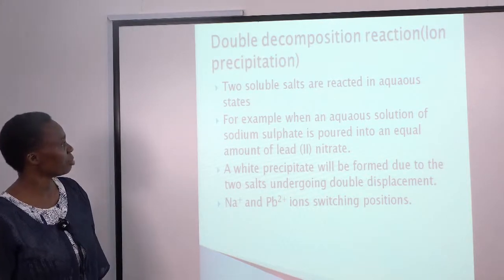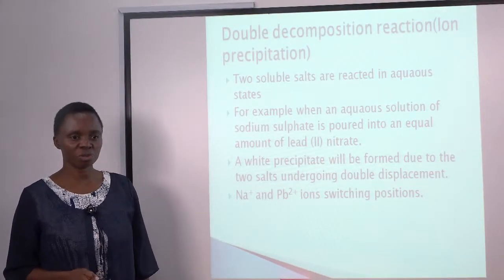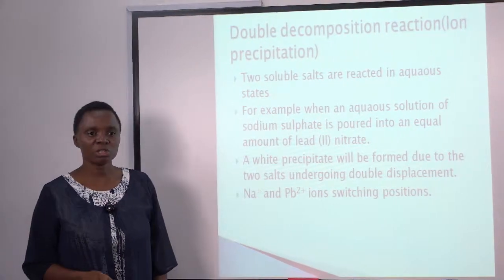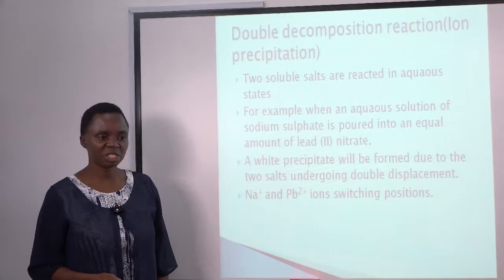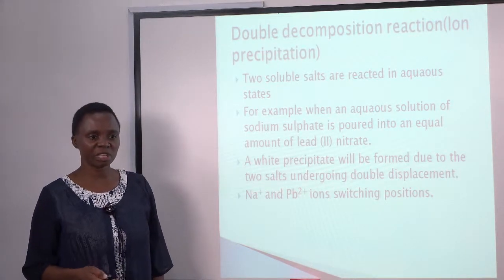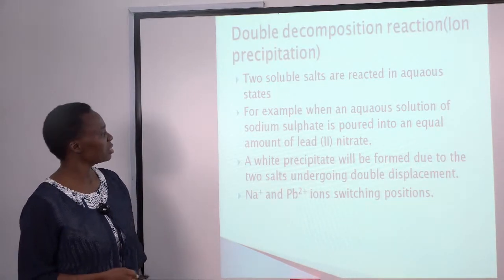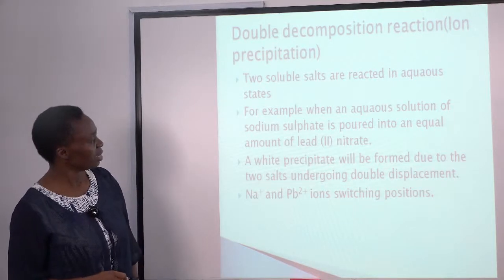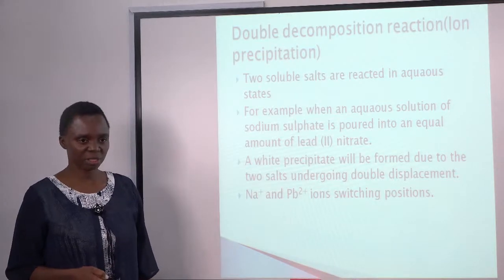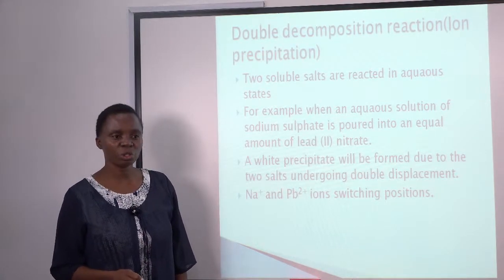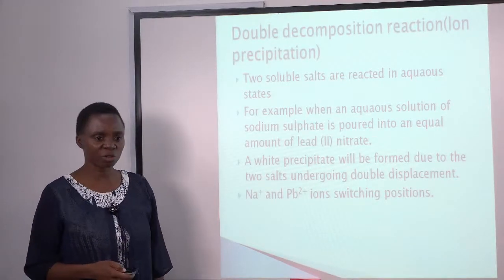In the double decomposition method, we obtain two aqueous solutions of soluble salts. The two aqueous solutions are mixed. When they are mixed, a white precipitate will be formed, depending on the particular salt that is being prepared. In this case, we have sodium sulfate and lead nitrate solutions being mixed. These two salts are soluble salts. When the aqueous solutions are mixed, an insoluble salt will be formed plus another soluble salt.